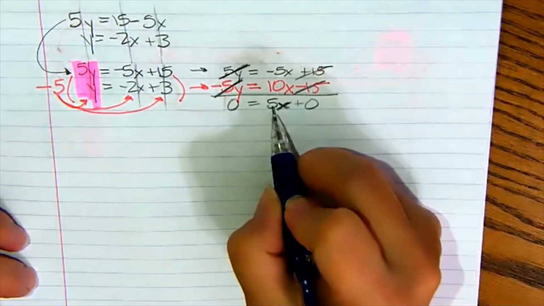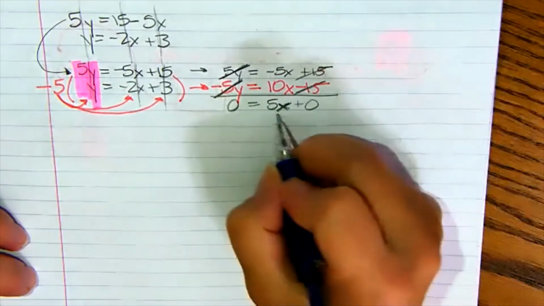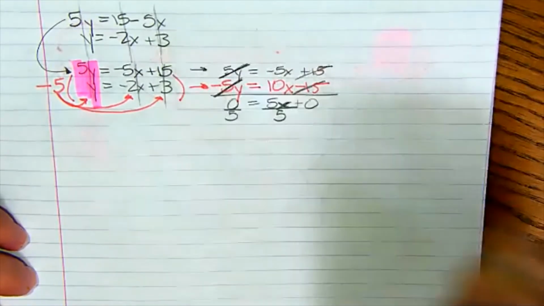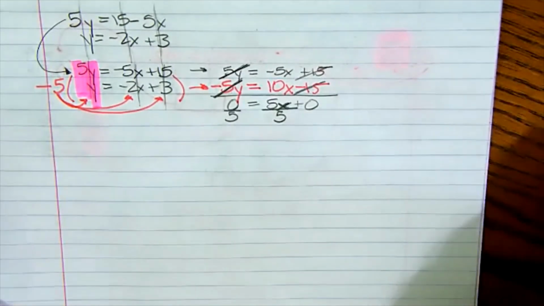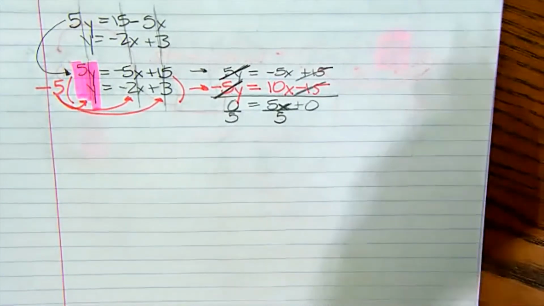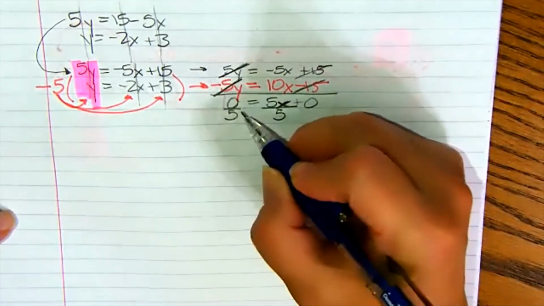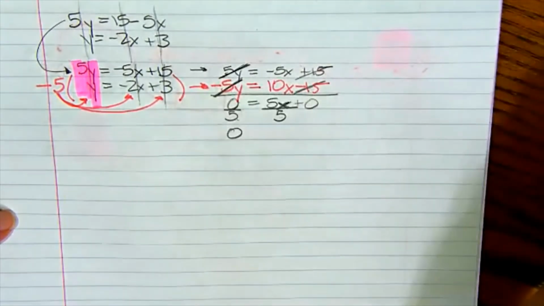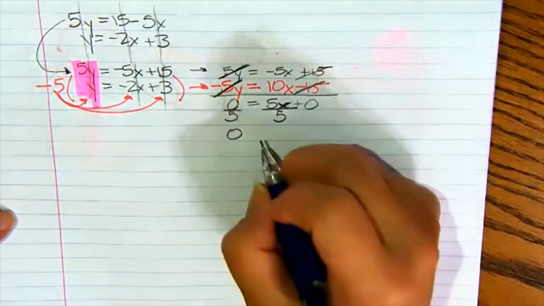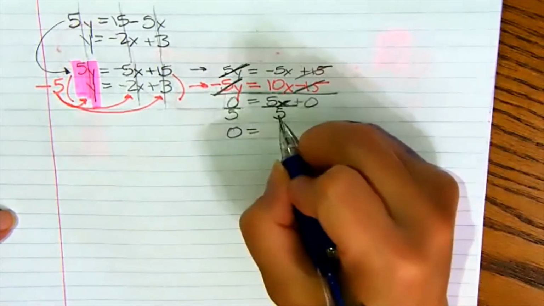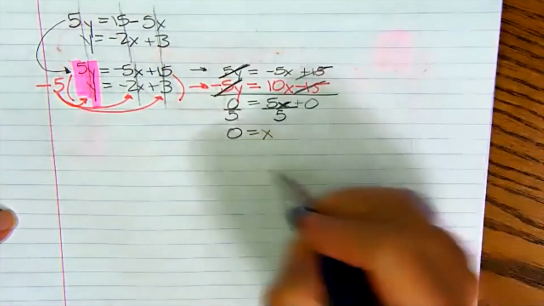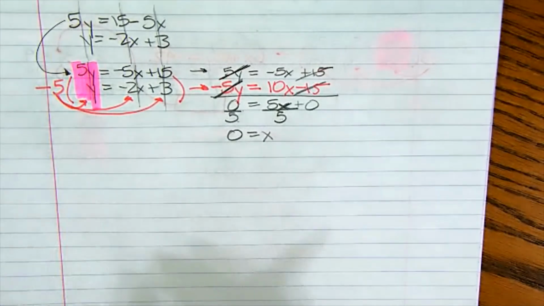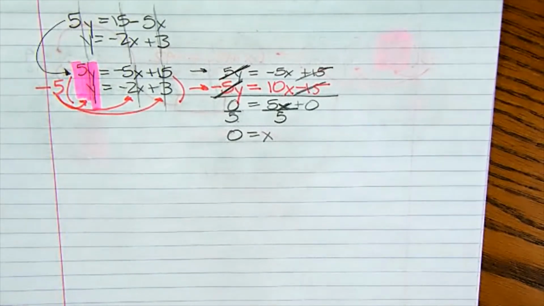So I need to get rid of this times 5. I'm going to divide by 5. What I do to one side, I must do to the other. Oh yeah. 0 divided by any number is 0. Equals, 5 and 5 cancel, x. Yay, x is equal to 0. Oh, I'm only half done.